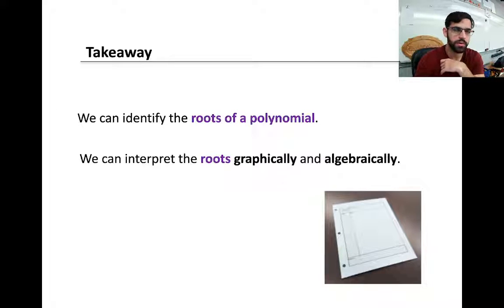Alright, so hopefully you have some idea of identifying roots. They're kind of like x-intercepts, except that they're more encompassing because they include imaginary roots. We can look at roots and interpret them graphically and algebraically.